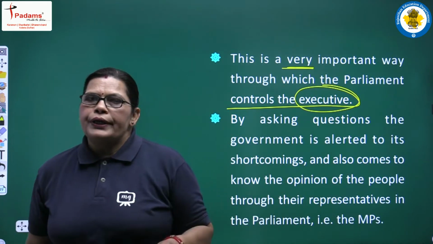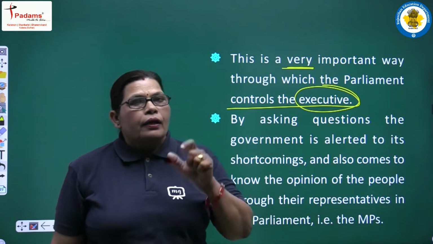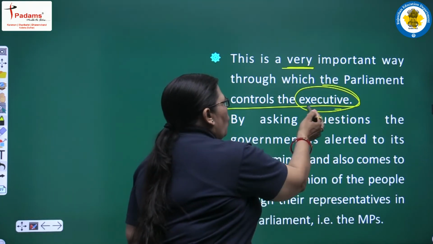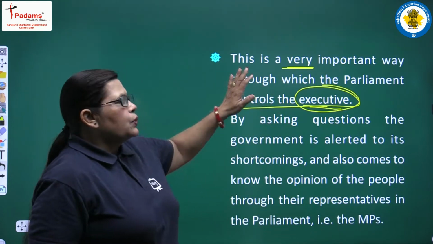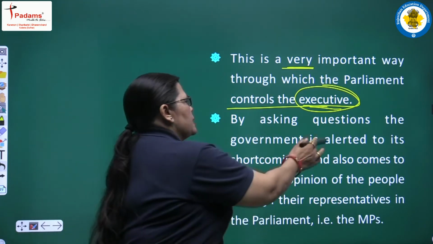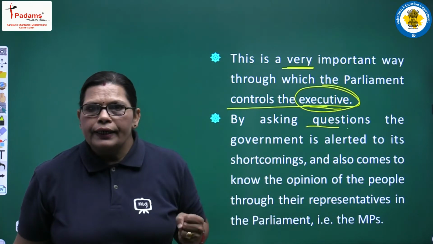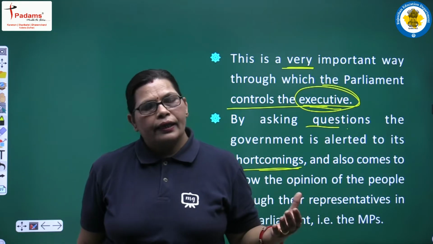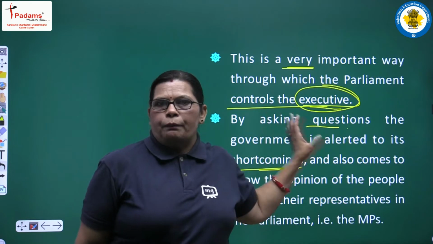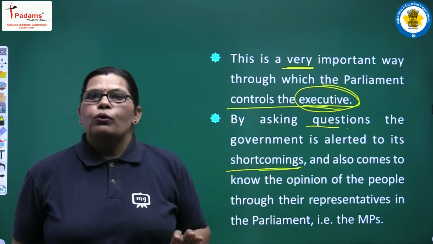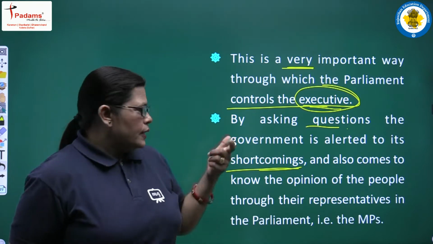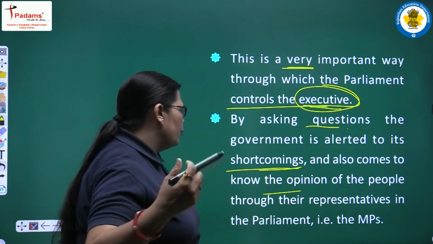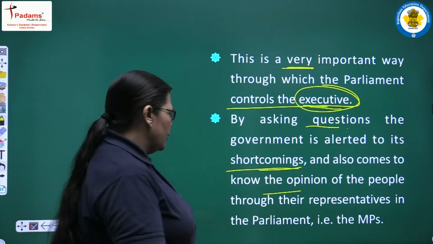See, what's the important role of question hour in the Parliament? When question hour session is going on, all the Parliament members control the executive by asking questions. The government is alerted to its shortcomings. हमें पता चलता है बच्चों कि सरकार की क्या क्या कमियां हैं, और जब क्वेश्चन आंसर सेशन हमारे रिप्रेजेंटेटिव्स पूछते हैं वहाँ पे, द मेन मोटो ऑफ क्वेश्चनिंग द पॉइंट इज द government is alerted to the shortcomings and also comes to know the opinion of the people through their representatives in the parliament.